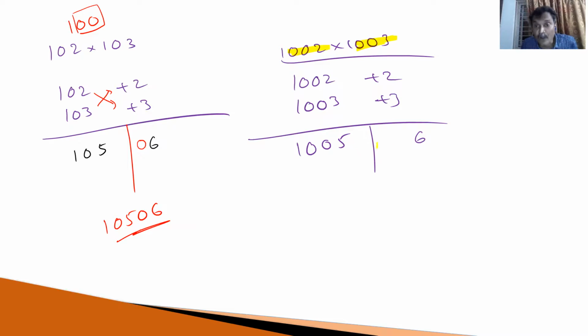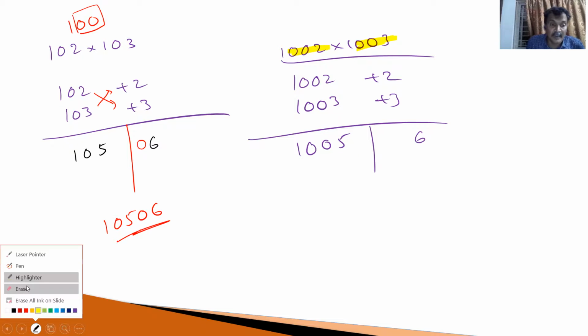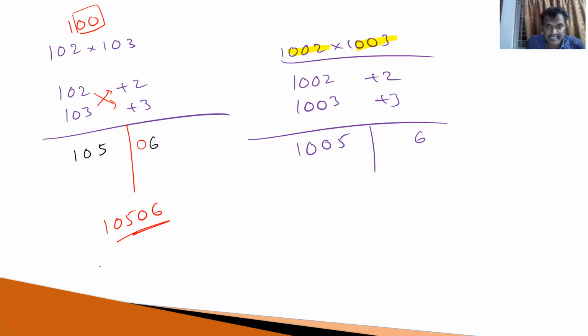How many zeros are there? 3 zeros. So how many digits must be required? 3 digits. But here, how many digits are there? Only 1 digit. Now, what should we do? Just add 2 zeros before this number. So what is the answer? 1005006, which is the required answer. That's it.